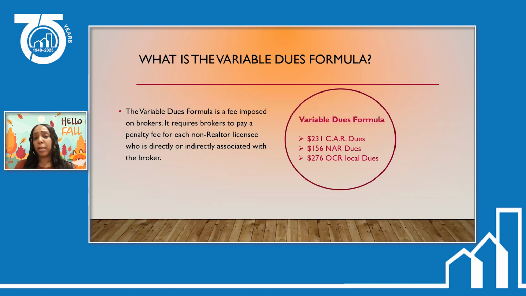And this is how they calculate the variable dues formula. So you would have to pay CAR's dues, which is $231, NAR's dues, and then OCAR local dues. These fees are not prorated. They're just standard. And this is for 2024. I'm not sure what it's going to be for 2025 because the dues can go up. Hopefully they don't. But this would be the fee that you would pay for any non-realtor licensee who is associated with your brokerage, and that's not a member of an association within California.